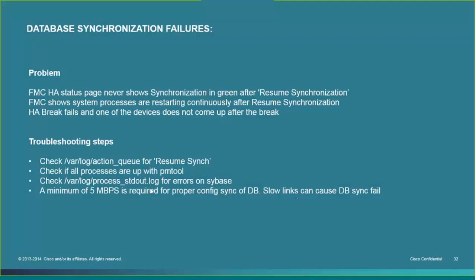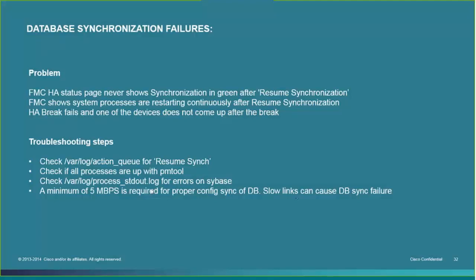The most common symptoms of the problem that you can see would be that the FMC HA page would never show a green tick mark, even after a resume synchronization is done, and the FMC might show system processes are restarting, like we saw in the UI issue that we discussed before, and HA break failed, and one of the devices did not come up after the break. So these are all side effects or symptoms that you can notice when there are some database synchronization failures happening on the back end.